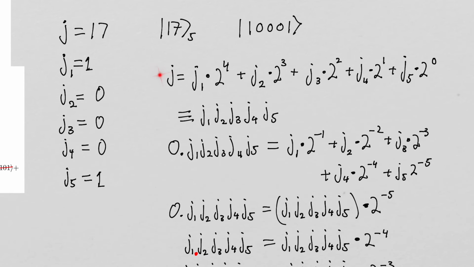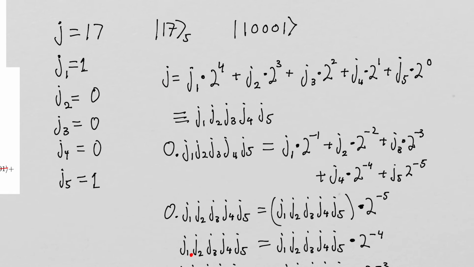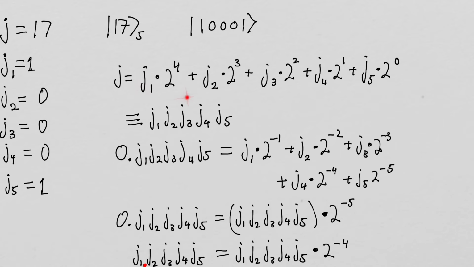Now, obviously, j itself, the decimal value of j, is given by this simple base 2 expansion: j sub 5 times 2 to the 0, j sub 4 times 2 to the 1, j sub 3 times 2 squared, j2 times 2 to the 3rd, and j1 times 2 to the 4th.